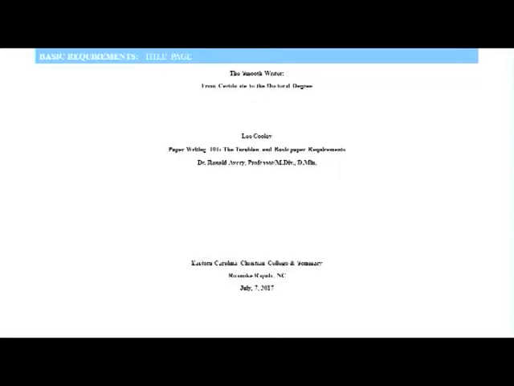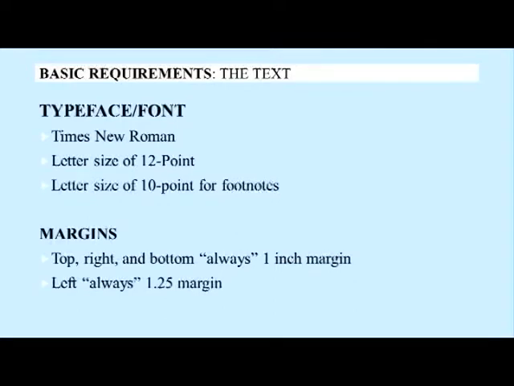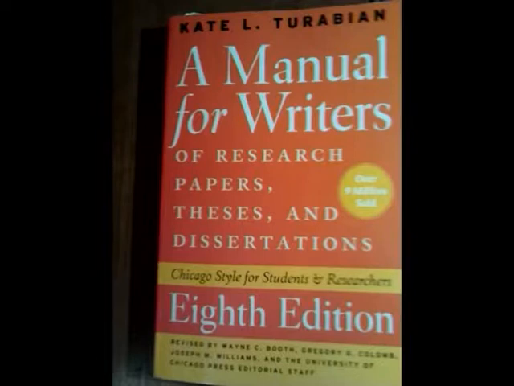Now we're going to talk about typeface, or the font within your paper. Times New Roman is the typeface that is recommended by Turabian for professional papers. What is the Turabian? Turabian is the manual for writers of research papers, theses, and dissertations. We call it the Turabian, and it was coordinated by Kate L. Turabian. And throughout the years, it has been modified and updated.